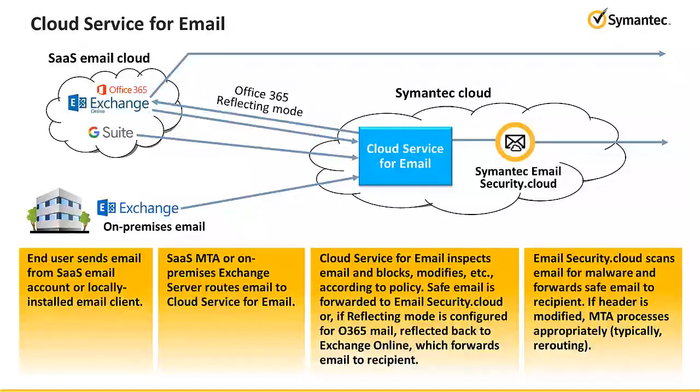Alternatively, Cloud Service for Email supports using Office 365 reflecting mode to route inspected Microsoft Office 365 email back to Exchange Online for final delivery. This requires the customer to set up outbound and inbound connectors in the Office 365 Admin Center to forward mail from Office 365 to Cloud Service for Email, and then reflect the processed mail back to Office 365 for final routing to recipients. For more details on this operation, see the Symantec Data Loss Prevention Cloud Service for Email Implementation Guide.